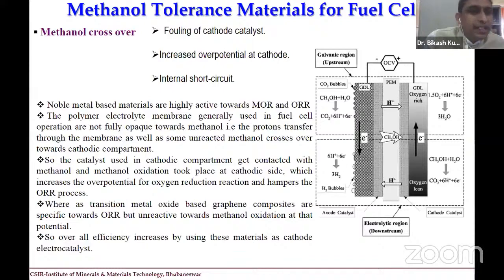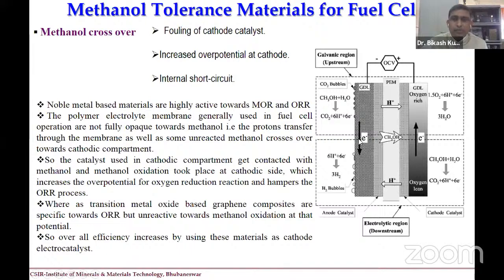Another interesting approach that I'm going to highlight here: the material we have developed is very good for methanol oxidation as well as oxygen reduction reaction. But the problem, as I have already discussed about the direct methanol fuel cell design, is this. You can see one side is the anode, another side is the cathode, and they are separated by a proton conducting membrane. Nafion is one of the best proton conducting membranes developed till now, but it is not 100% opaque to methanol.